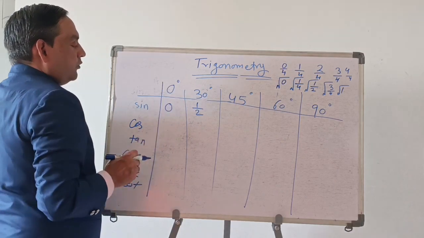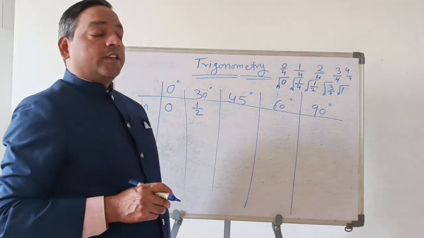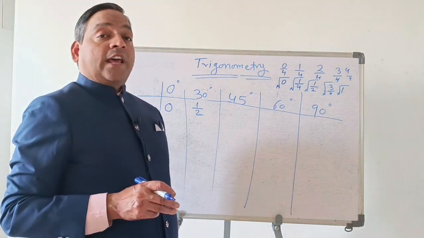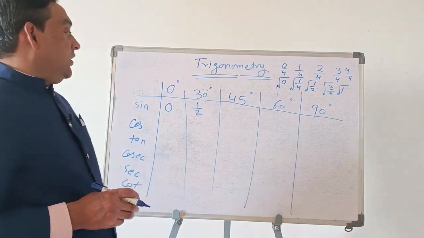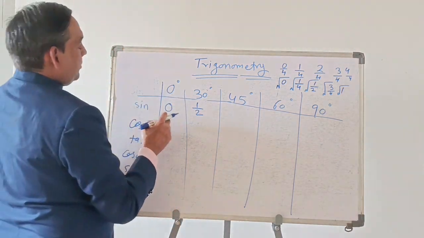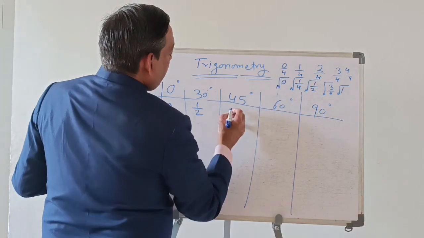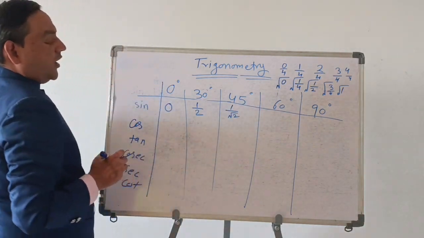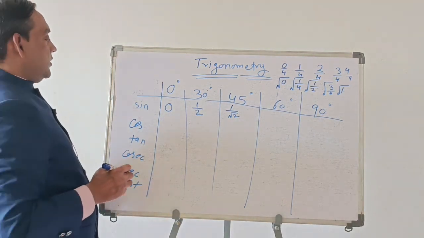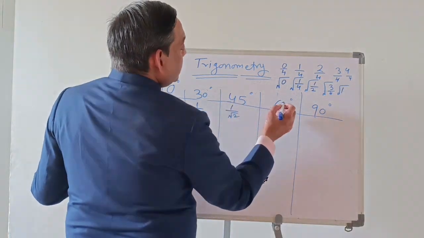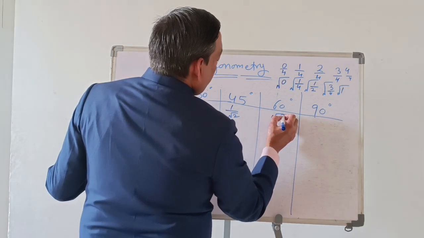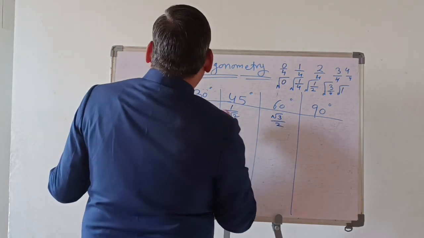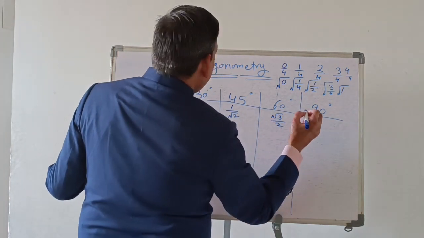If you remember, we found the value of sine 30 by using the 30, 60, 90 triangle. Sine 30 is 1 upon 2. Sine 45 is 1 upon root 2. Again this we did by using the 45, 45, 90 triangle. Same way, sine 60 is root 3 upon 2. This also we did. And sine 90 is 1.